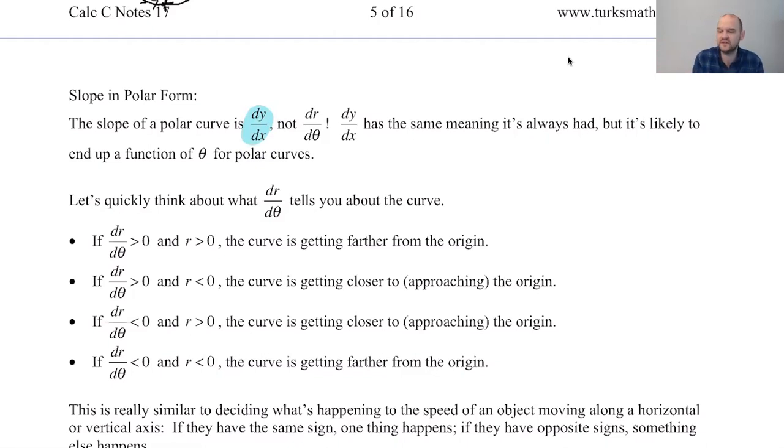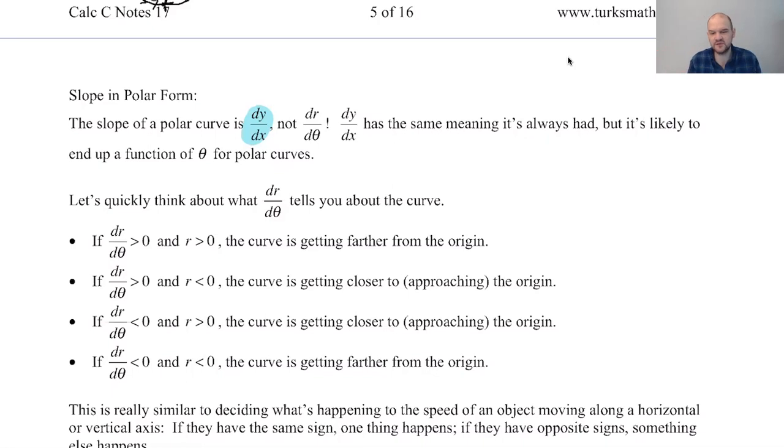Now r is really just telling you where you are relative to the origin, like how far from the origin, how far from the pole you are. So dr d theta is going to tell us about that. dy dx is going to tell us the slope of the tangent line. And then we're going to have to figure out how to find dy dx. Let's talk about dr d theta first.